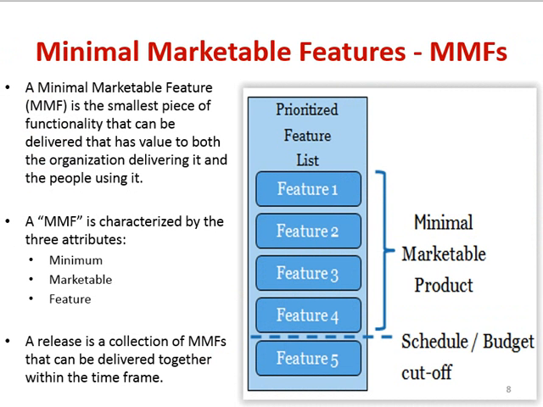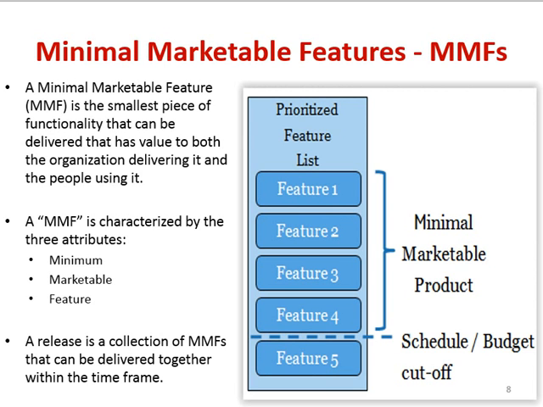The next terminology here in Agile, in adaptive planning, is MMF, which is minimal marketable feature. What is MMF? A minimum marketable feature is the smallest piece of functionality. Remember the words smallest piece of functionality that can be delivered, that also has a value to both the organization delivering it and the people using it. So you as a developer should also have some value from that minimal small piece of functionality, and the final end user will also have some value associated with that particular feature.